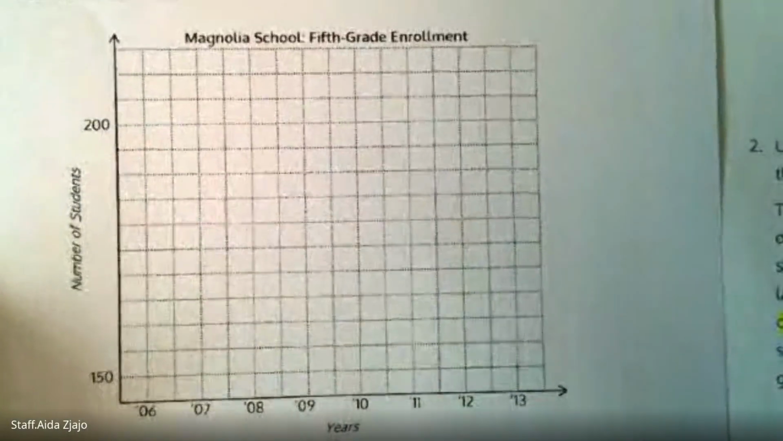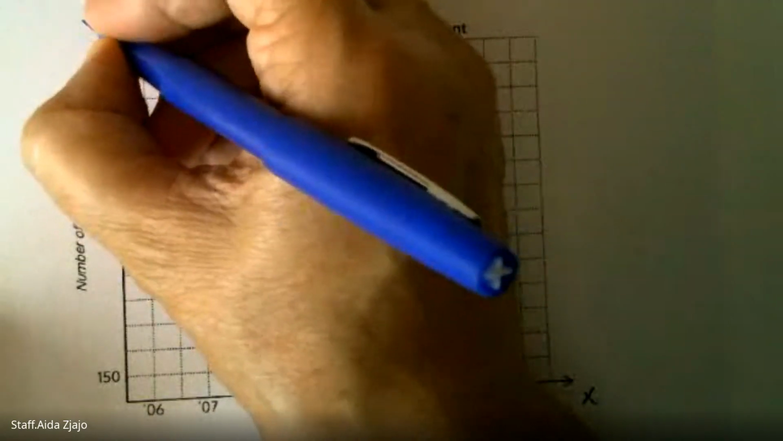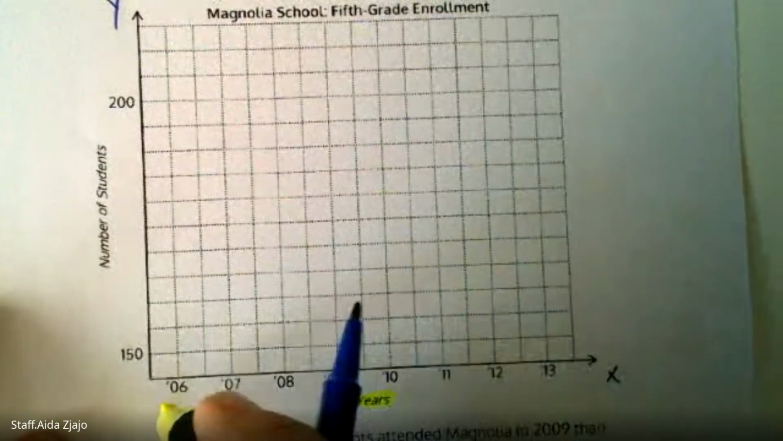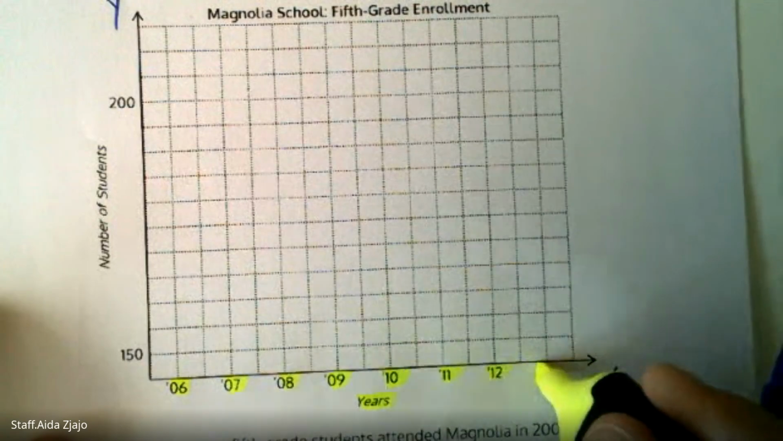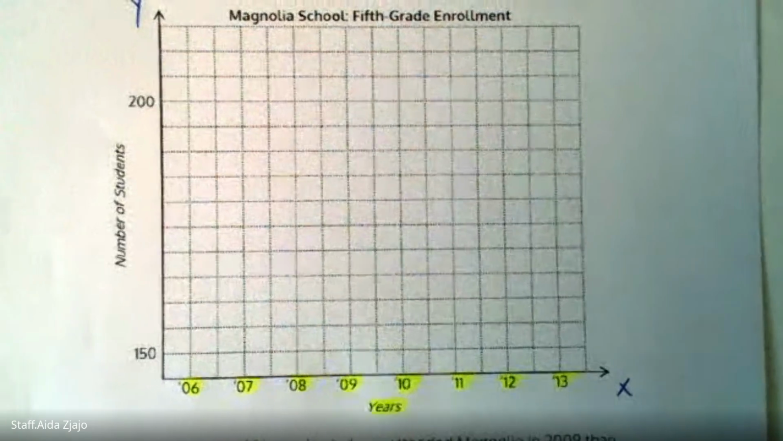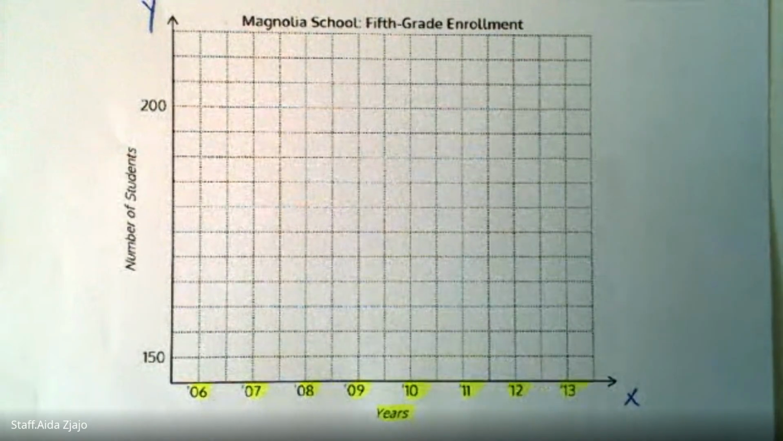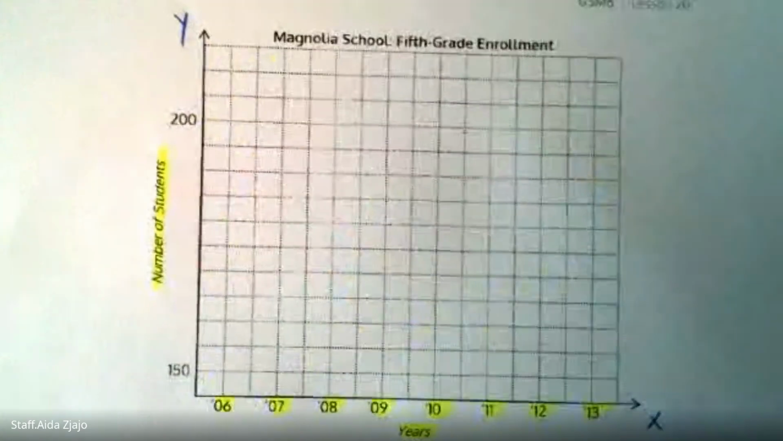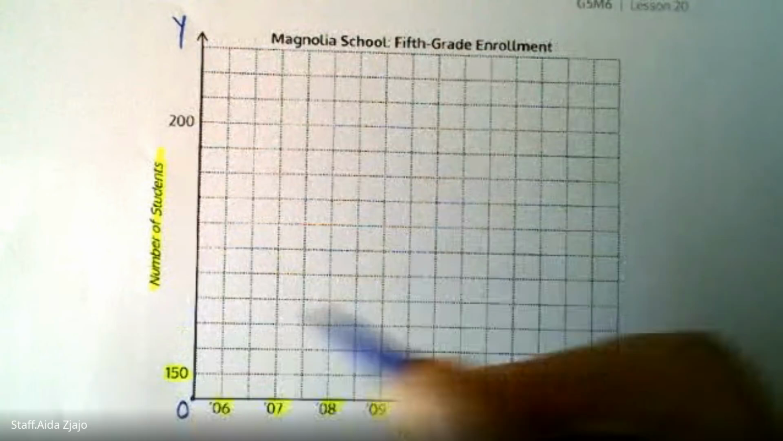So this is our x-axis, and on the other axis we have years. So 06 represents 2006, 2007, 2008, 2009, 10, 11, 12, 13. And the y-axis represents the number of students. So they started with 150. So if this is a 0, then 150.